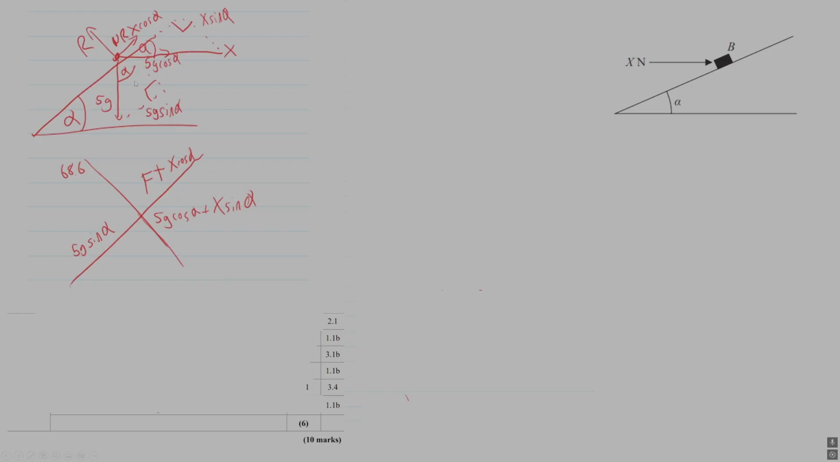So this is a much more simple version of this. And now you can easily see where you want to resolve. So resolving perpendicular to the plane, you get this equation of motion. Resolving parallel to the plane, you get this equation of motion. And then from this top equation, you can just solve to find x, which is seen here, x equals 5g.